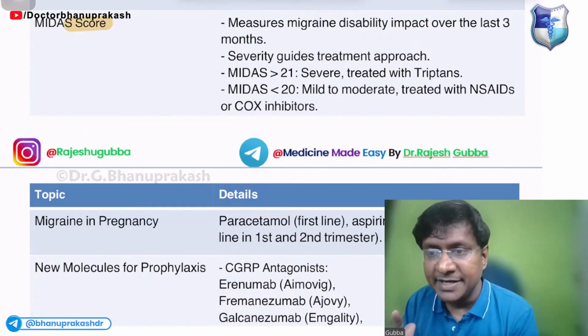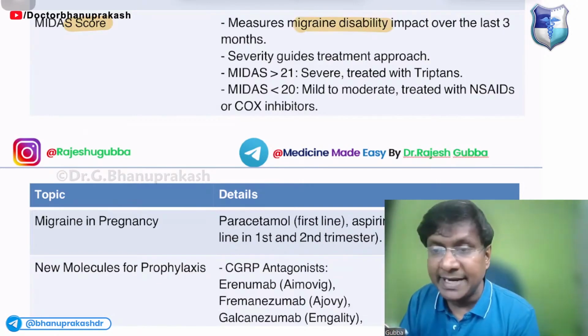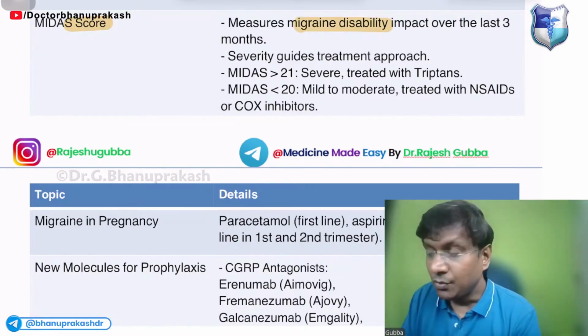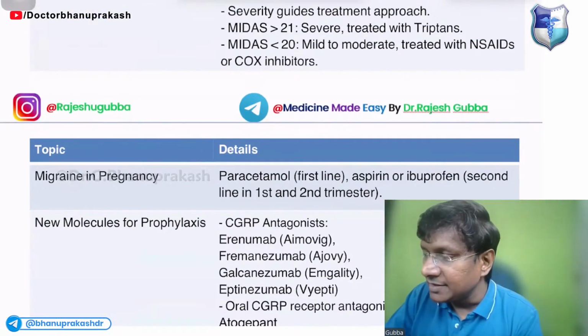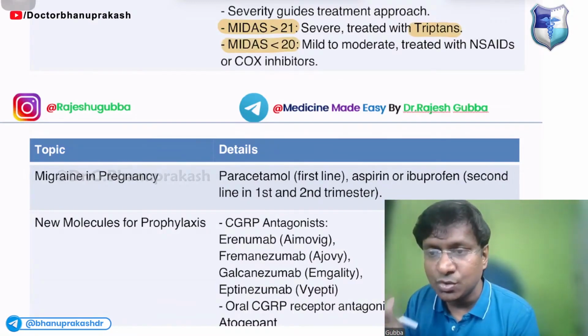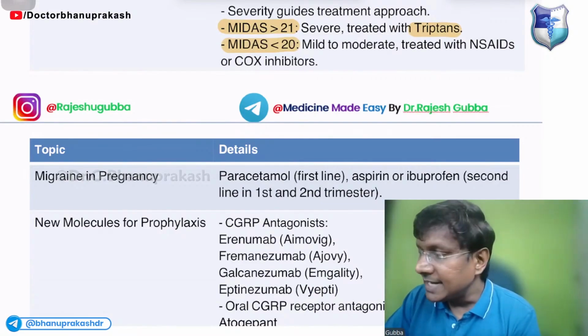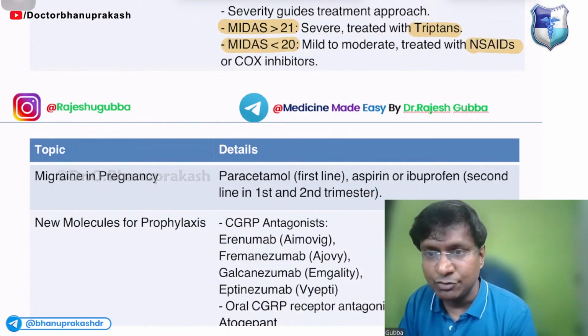Now, what is this particular MIDAS scoring system? It measures the migraine disability impact in the last 3 months, wherein if the individual is having a MIDAS score of more than 21, he should be definitely treated with triptans. And if the individual is having a MIDAS score of less than 20, it is considered as a mild to moderate form of migraine, and non-steroidal anti-inflammatory drugs have to be given.